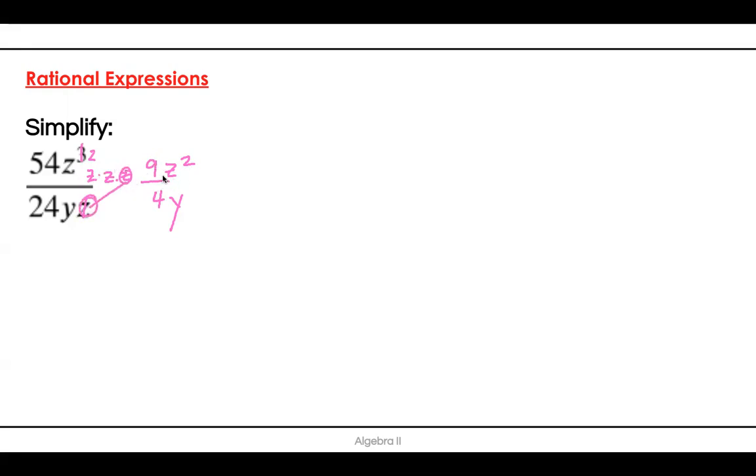This is just like simplifying when you're looking at exponents.